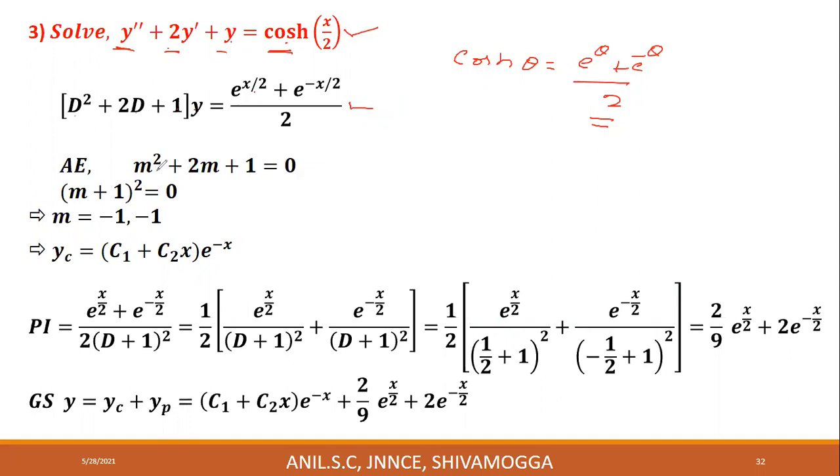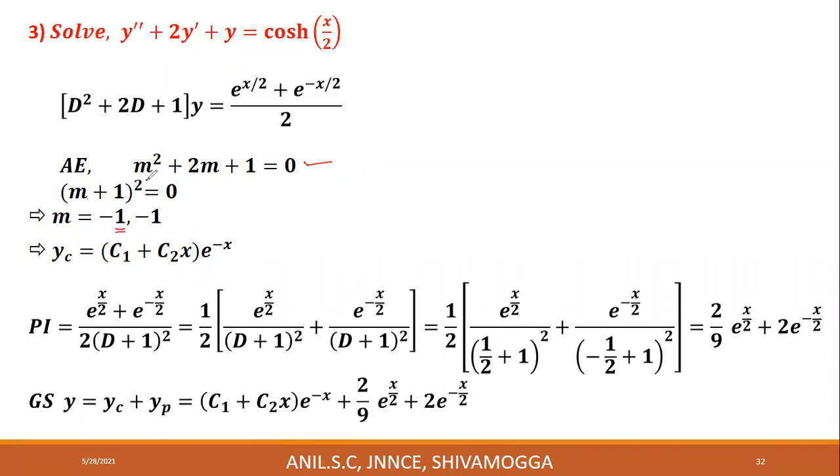And its auxiliary equation is m square plus 2m plus 1 is equal to 0. That can be written as m plus 1 whole square is equal to 0. It is the expansion of m plus 1 whole square. Therefore, m plus 1 is equal to 0 implies m is equal to minus 1.